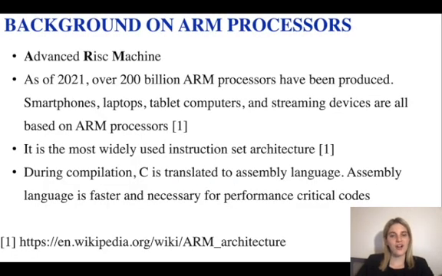So, some background on ARM processors. ARM stands for Advanced RISC Machine and is a family of reduced instruction set computing, or RISC, architecture for computer processors. As of 2021, over 200 billion ARM processors have been produced. These are used for smartphones, laptops, tablet computers, streaming devices, and other devices due to their low cost, minimal power consumption, and low heat generation. ARM is the most widely used instruction set architecture.